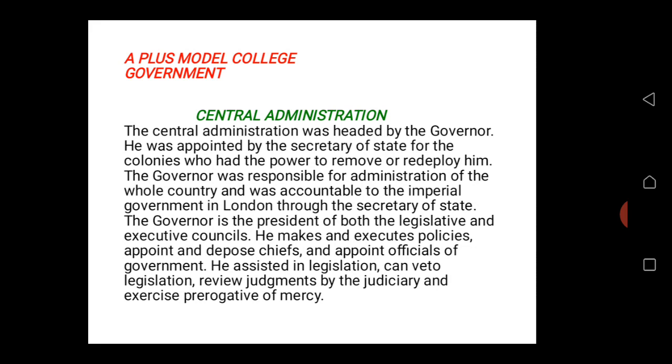The governor was responsible for administering the whole country and was accountable to the imperial government in London through the Secretary of State. The governor is the president of both the legislative and executive councils. He also makes and executes policies, appoints and deposes chiefs, and appoints government officials. He also assisted in legislation, could veto legislation, review judgments by the judiciary and exercise the prerogative of mercy.